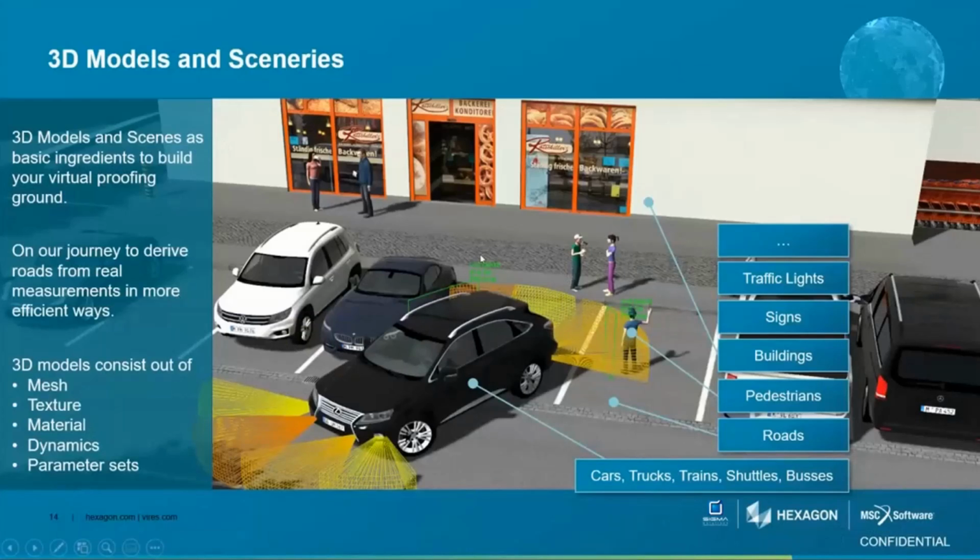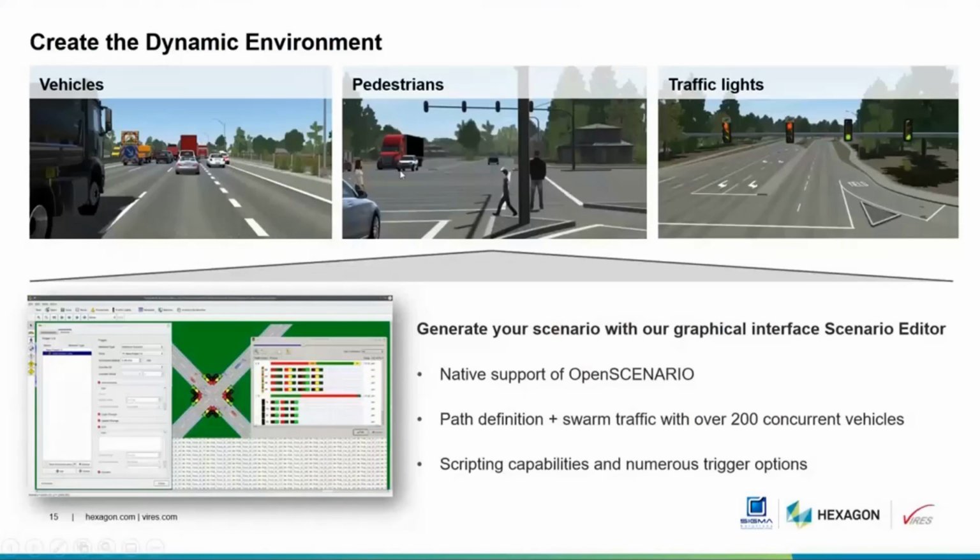Then we have a number of 3D models and scenarios. You could do parking assistance scenarios, and 3D models consist of mesh and texture. You can change the materials on the fly, and there are dynamics parameter sets and so on. And a dynamic environment: once you create a static environment, you drag and drop all these parameters onto the road network, and then you should be able to set the maneuvering for that.